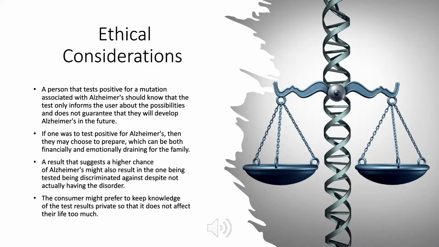There are some ethical concerns relating to the creation of a genetic test for Alzheimer's. If a person that took our test were to test positive for one of the markers of Alzheimer's, they should still remember that the test only identifies that they are at risk, but they're not guaranteed to develop Alzheimer's during their life. However, some may still choose to prepare for the future regardless. These preparations can be financially draining for the families of the affected. These changes could also be emotionally draining, as the rest of the family is preparing for the tested individual to start suffering from the disease.